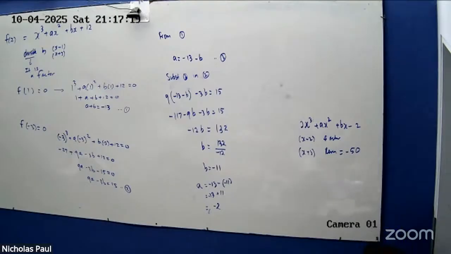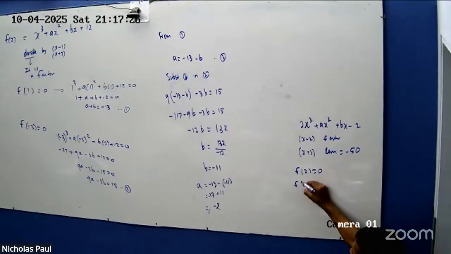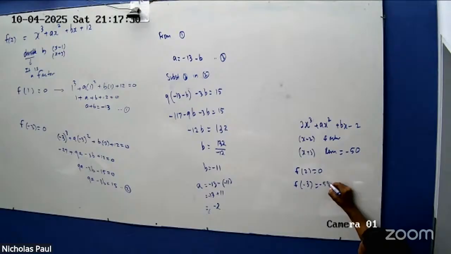Right, so your first one should be f of 2 is 0. What's the next one? f of minus 3 is minus 50. Right? Go ahead. Set up your equations. Let me see what you got.